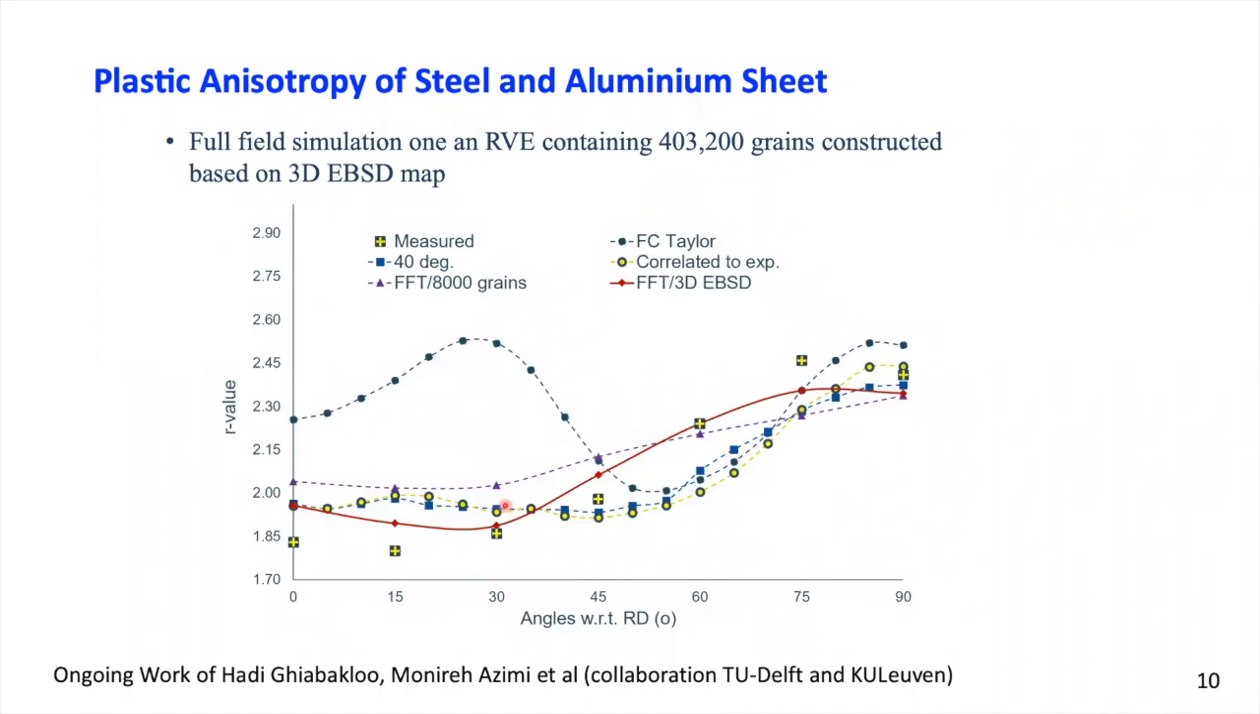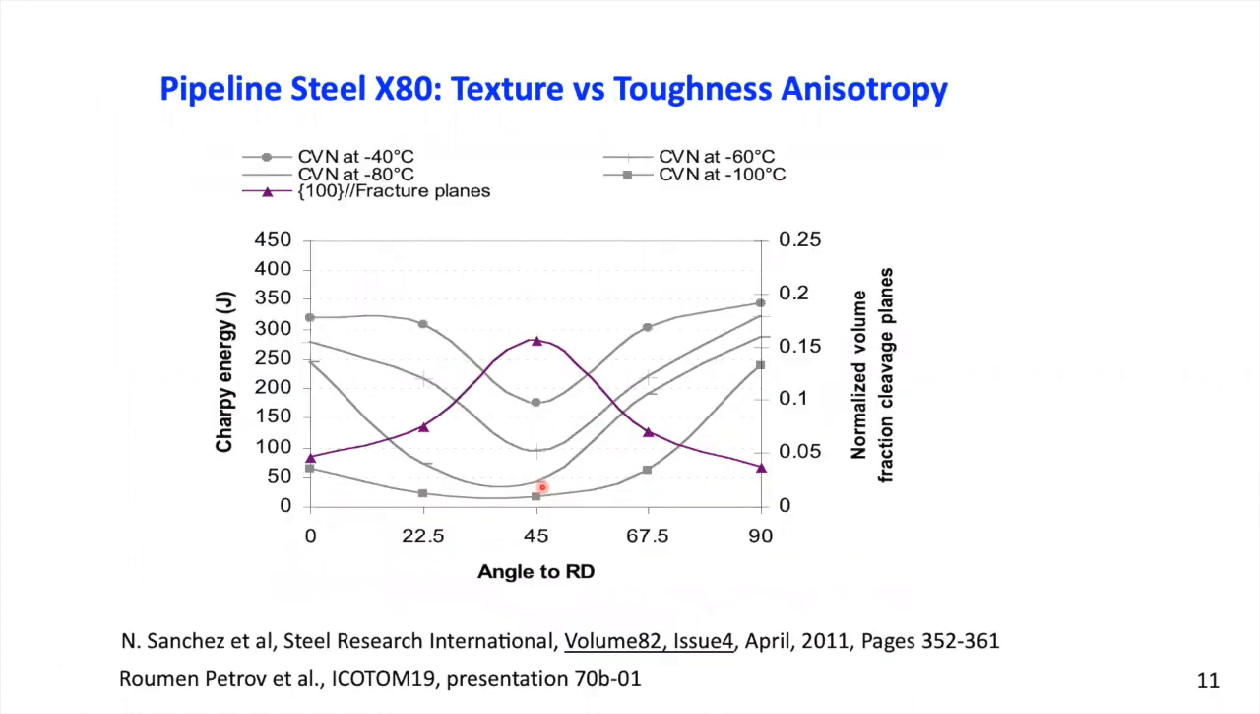Okay, I could say many more details about these curves, but unfortunately I don't have the time. It's not only R value or magnetic properties. Also, if you look at fracture, for example, this was the PhD of Nuria Sanchez. She defended her PhD some years ago at Ghent University, and she studied pipeline steels.